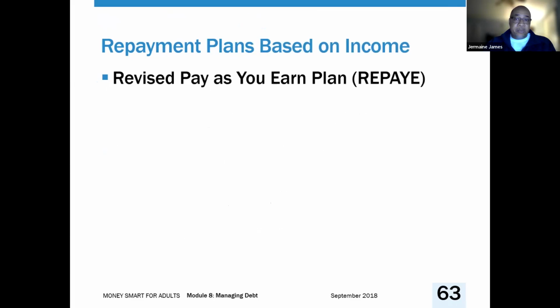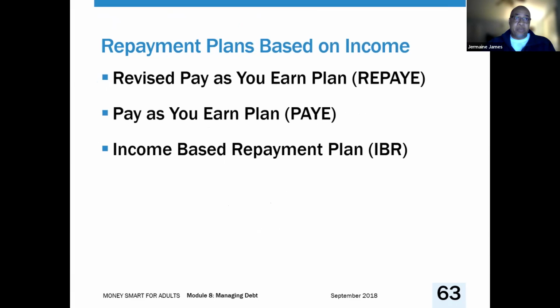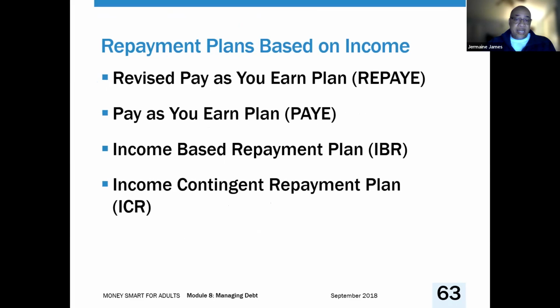You can also get repayment plans based on income, which are Revised Pay As You Earn (REPAYE), Pay As You Earn (PAYE), and then of course an Income-Based Repayment plan, and an Income-Contingent Repayment plan, which is ICR. So these are all the different options that you can look at, or that you can request information on, related to settling that federal student loan debt.